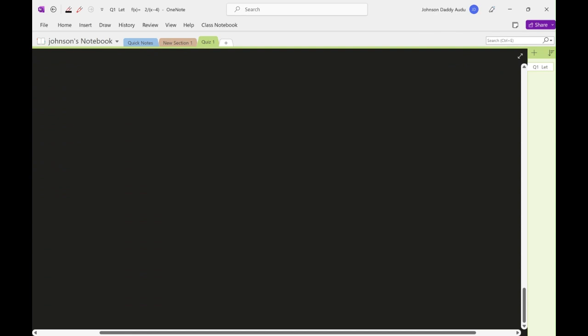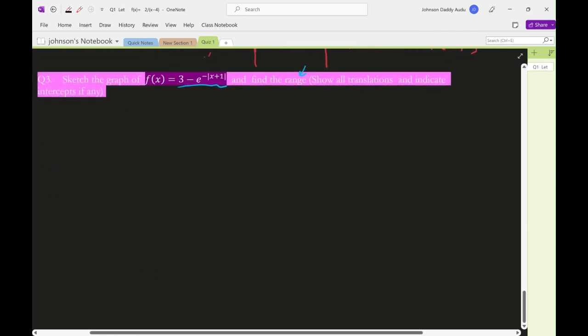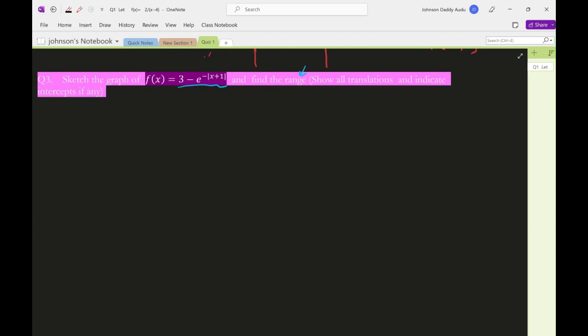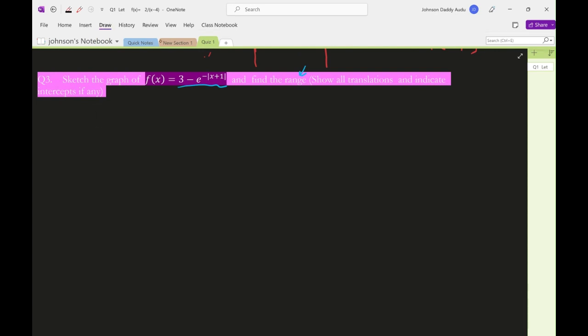Okay, let's go to question number 3. Question number 3 says we want to sketch this graph. Now, to sketch this graph, what do we do? It's an exponential graph, so we can start with this one.